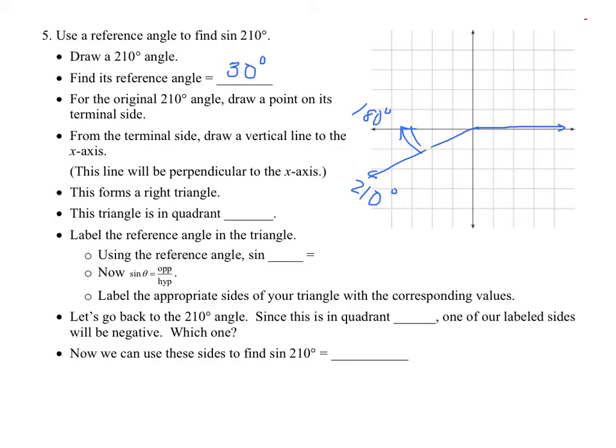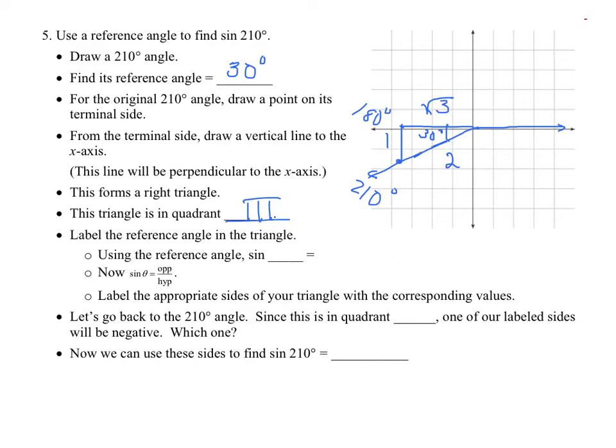For the original 210-degree angle, we're going to draw a point on its terminal side. So I'm going to do a little bit of erasing so we can get a nice clean picture of this. And then we're going to draw a vertical line right to that point. So we're going to make a little cute triangle, okay? The triangle is in quadrant 3, agreed? There he is. He's adorable. We love him. Okay? So now what we're going to do is label the reference angle in the triangle. And we discovered the reference angle is 30 degrees. Good? And y'all remember that 1, 2, square root of 3 on that triangle, right? Cool?